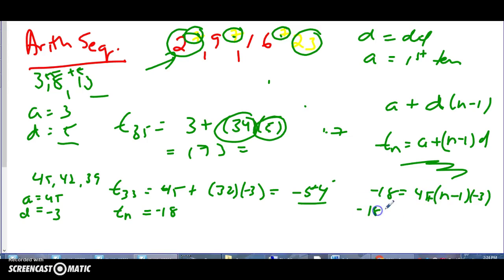So minus 18 is equal to 45 plus n minus 1 times minus 3, which is minus 3n, 1 times minus 3, which is plus 3. Okay, so there's a plus in there. So minus 3n plus 3, that's right. And I clean this up. That's 48 minus 3n. Bring this over here.